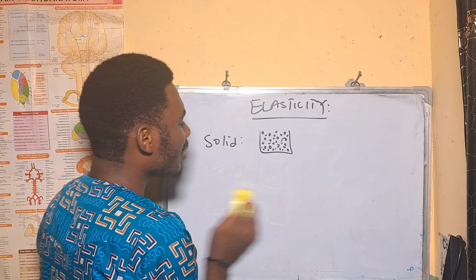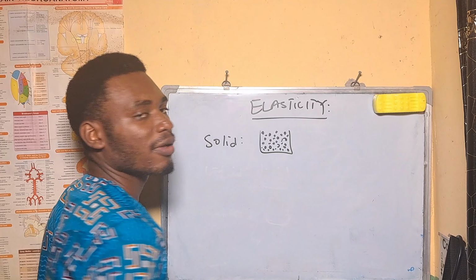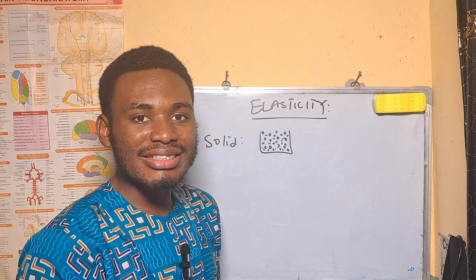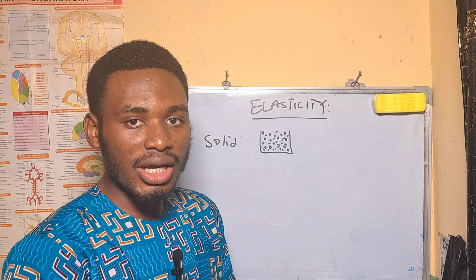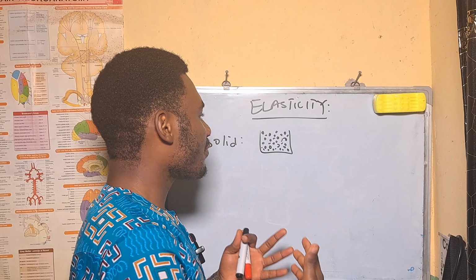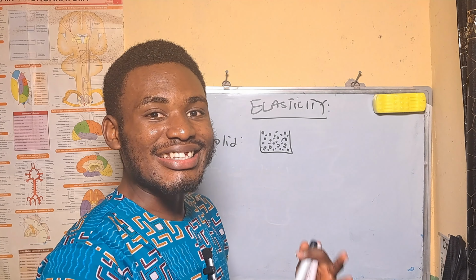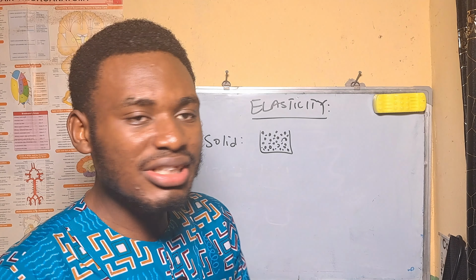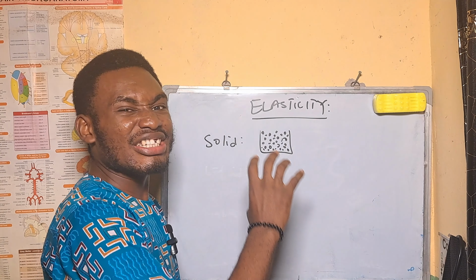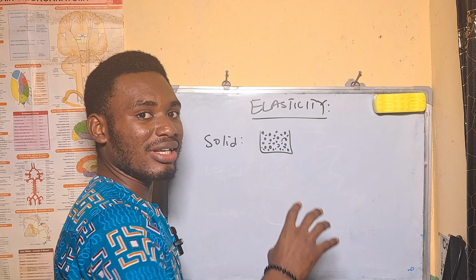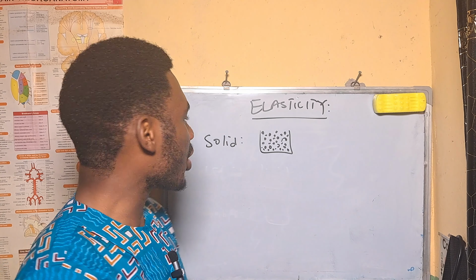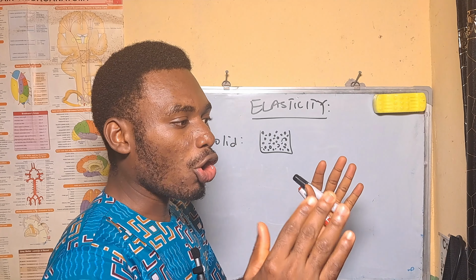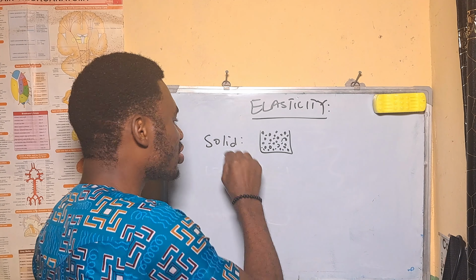If we focus our attention on the solid, the particles of the solid have a great intermolecular force that binds them together. This intermolecular force tends to resist a change in the shape of the solid. There are some maximum forces that, when you apply them to a solid, the shape or the length of the solid gets distorted. These forces tend to either elongate or reduce the shape of the solid.